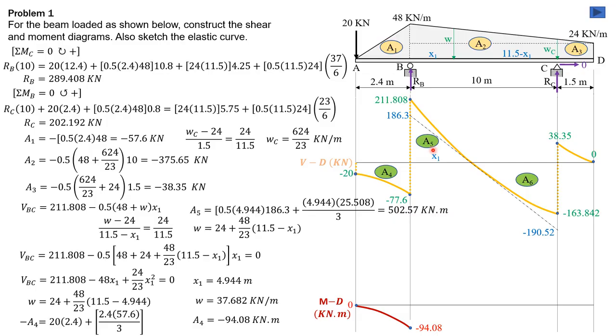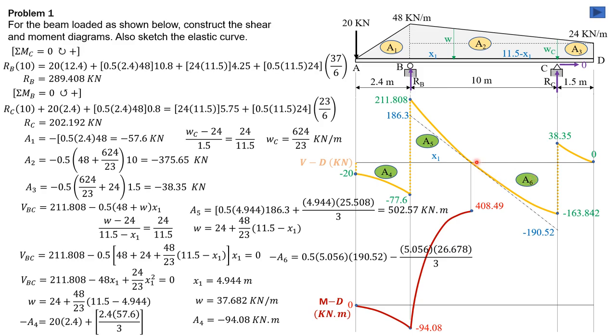Then area 5 is equal to the area of a triangle plus the area of a spandrel. Area of triangle is 0.5 of x1, 4.944 times 186.3, plus spandrel 1/3 of 4.944 times quantity 211.808 minus 186.3. That's the height of the spandrel, it is 25.508. So the area is 502.57. So negative 94.08, positive decreasing, plus 502.58, we get the ordinate there as 408.49. That's the maximum moment also. Maximum positive moment is 408.49.